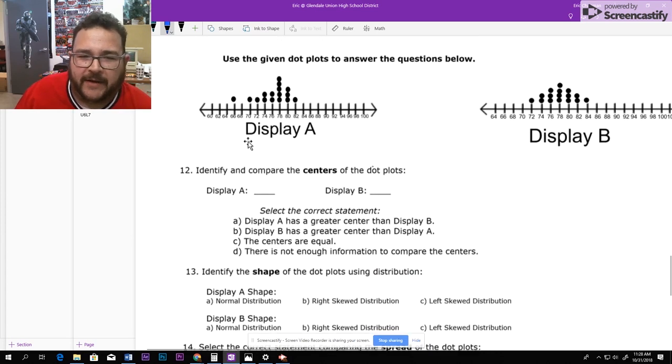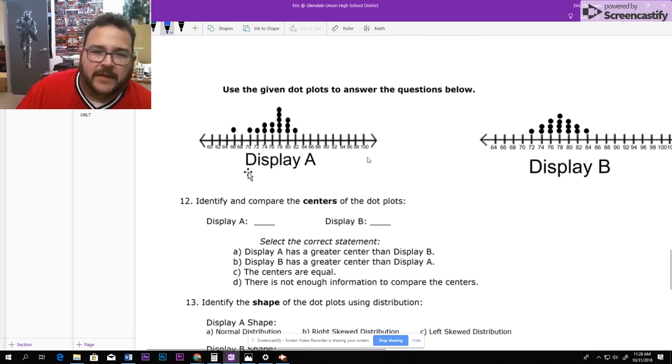Let's talk about comparing and answering these questions. So, identify and compare the centers of the dot plots. Okay, so we're going to find the center. So we're going to count, there's 1, 2, 3, 4, 5, 6, 7, 8, 9, 10, 11, 12, 13, 14, 15, 16. So 16 divided by 2 is 8. So we're going to count off 8. 1, 2, 3, 4, 5, 6, 7, 8. So for display A, our center is 78.